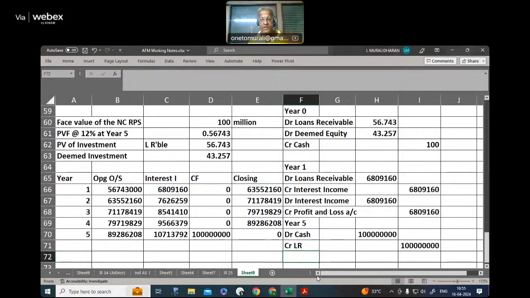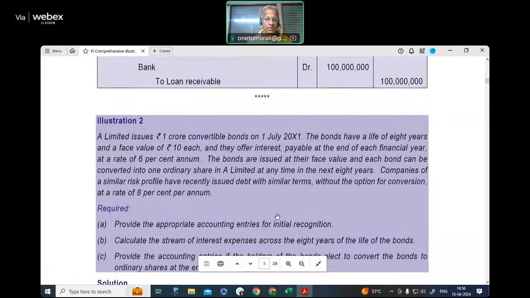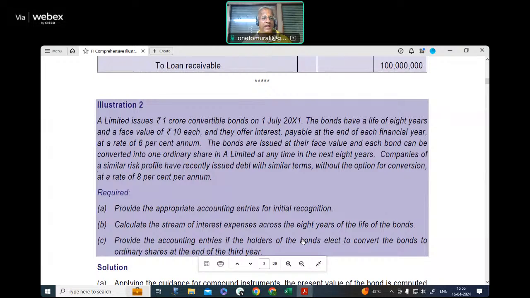Shall we proceed? Then it is problem number 2. A Limited issues a 1 crore convertible bond on 1st of July 20x1. The bonds have a life of 8 years and a face value of rupees 10 each, and they offer interest payable at the end of each financial year at the rate of 6% per annum.